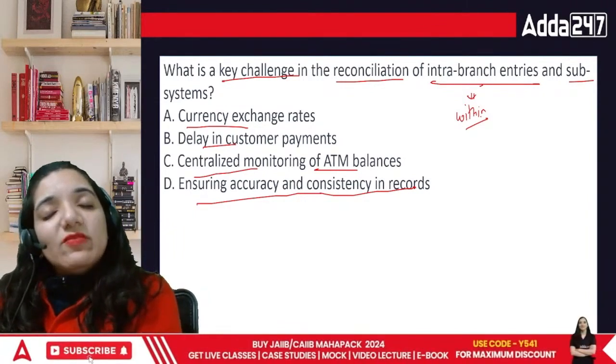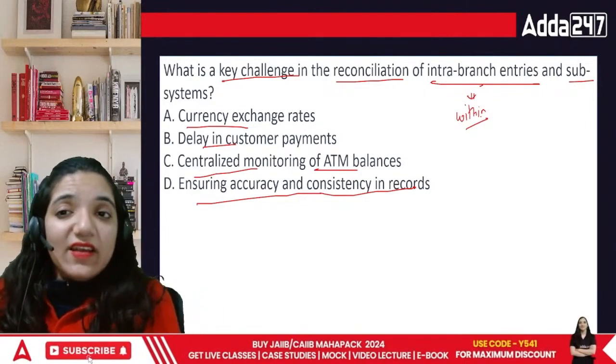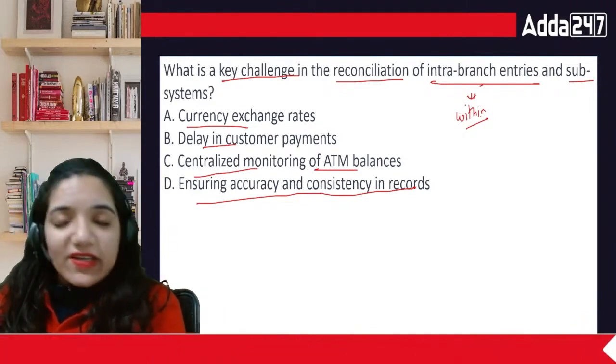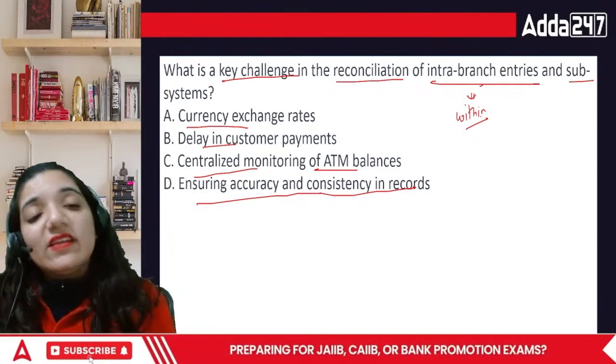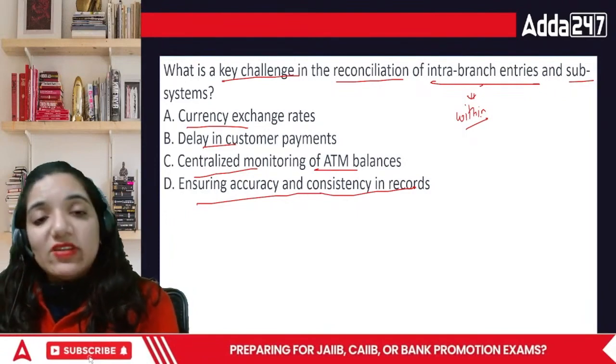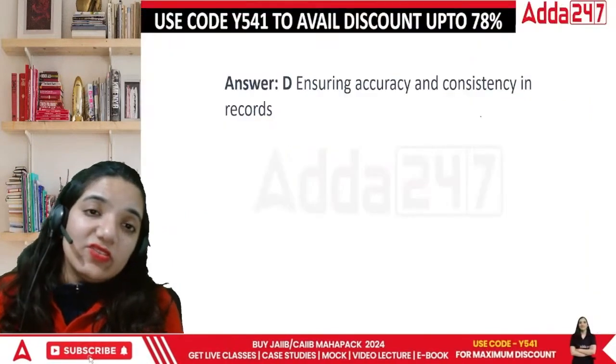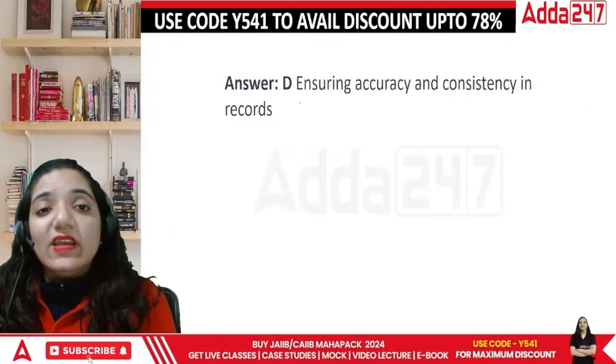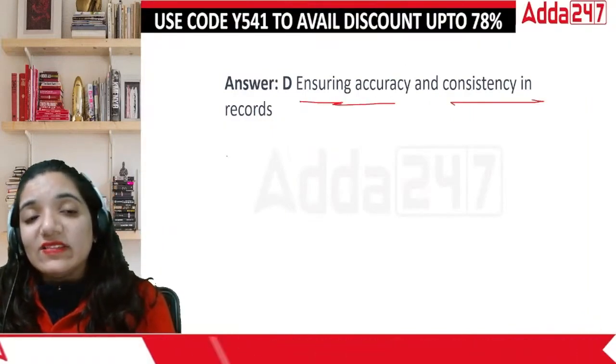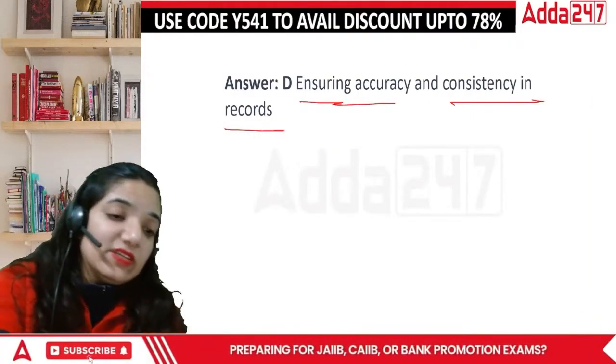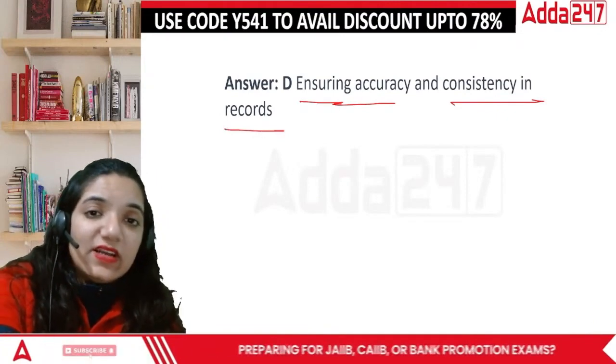Centralized monitoring of ATM, it is all centralized. That means everything is basically updated as soon as it happens. Then this particular thing ensures accuracy and consistency in records. So in this case, the correct answer is going to be ensuring accuracy and consistency of records. Okay, so that's the correct answer.